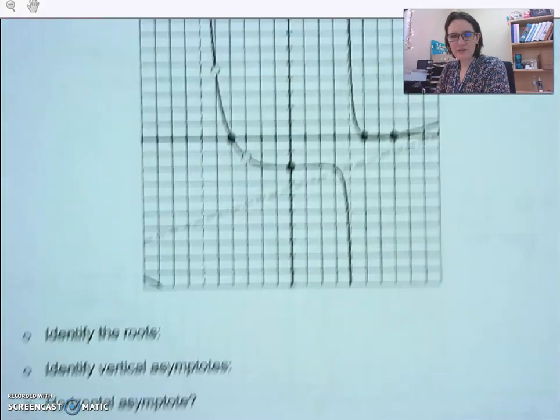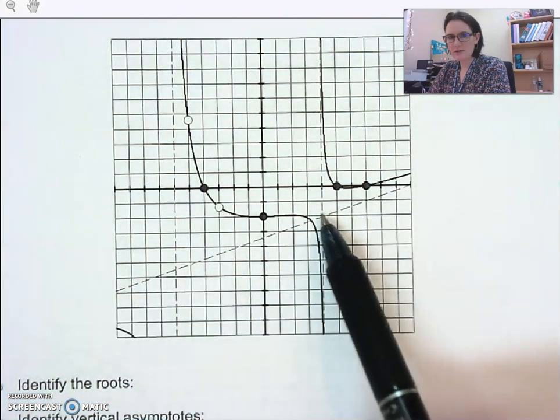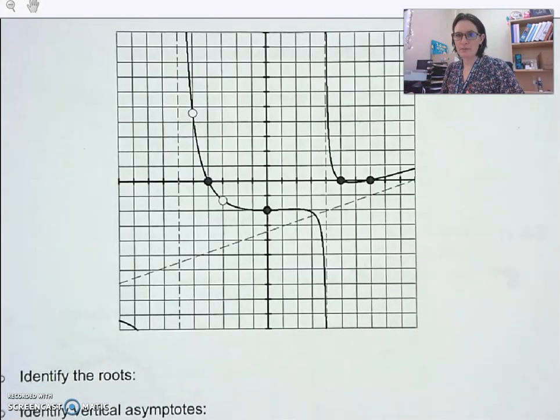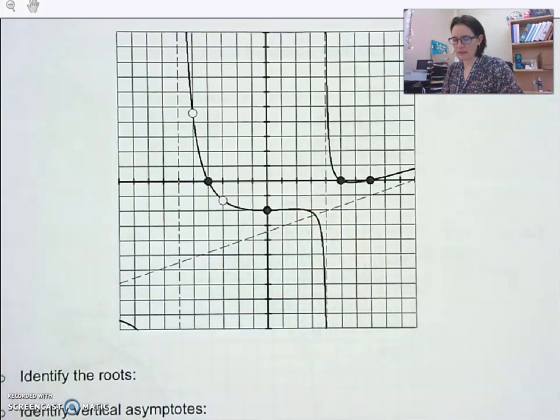And then on this graph here, you'll see this is a new change. We have a slant asymptote here, but that doesn't overcomplicate the situation. We get our factor information from the roots, from the vertical asymptotes, from the discontinuities, and then we use a given point to find the a value. So this doesn't make the problem more complicated in any way.